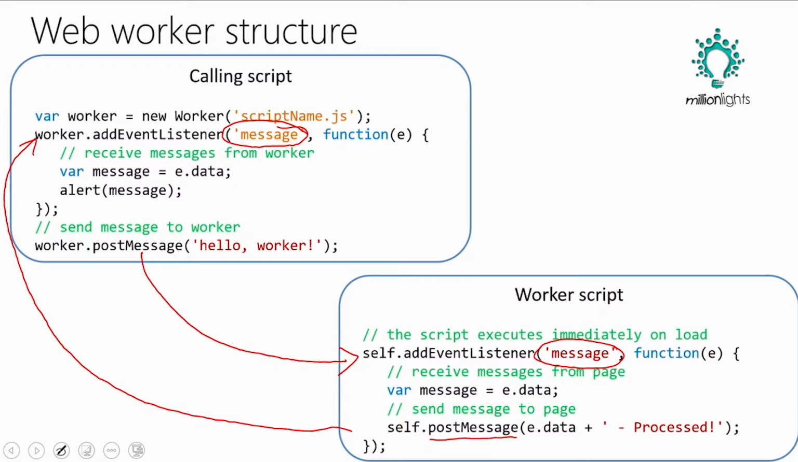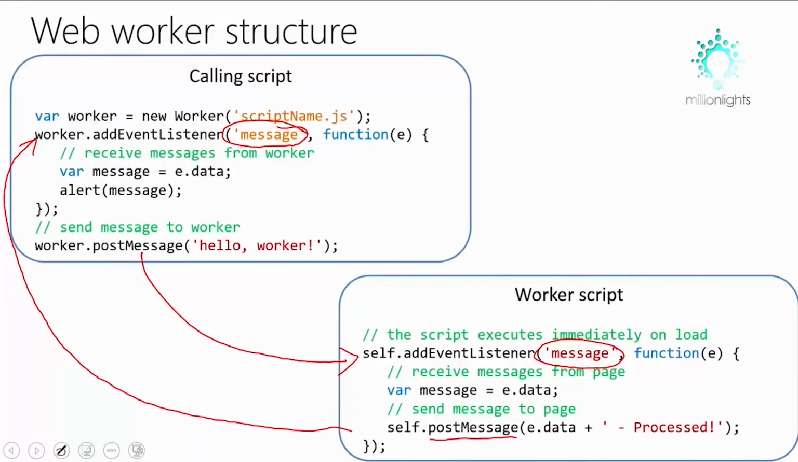Now, what's great about this is you're going to notice the similarity that it's the exact same setup on both sides. If I want to send a message, regardless of where I am, it's postMessage. If I want to receive the message, regardless of where I am, it's that message event.